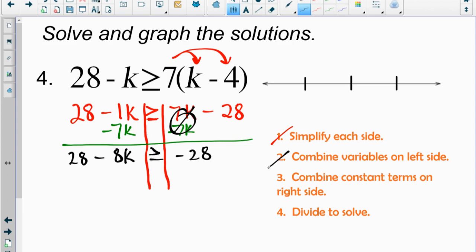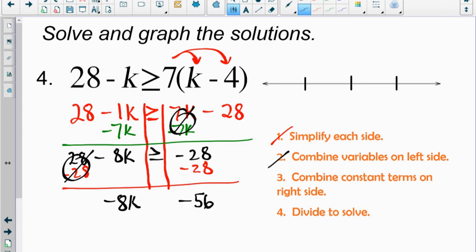All right, so I moved my variables to the left. Next, I want to move my constant terms to the right side. So I have to move this positive 28 over by this negative 28. So I take away 28 from each side. 28 minus 28 is 0. 0 minus 8k is negative 8k. Oh boy, negative 28 and negative 28, that's negative 56. And all I did was subtract again, so my inequality symbol stays the same.